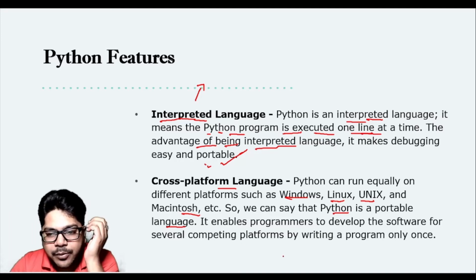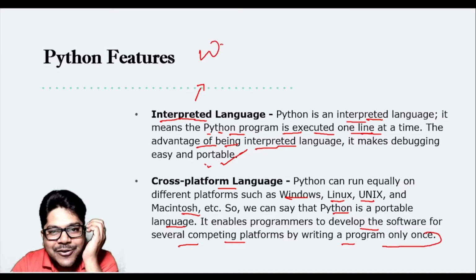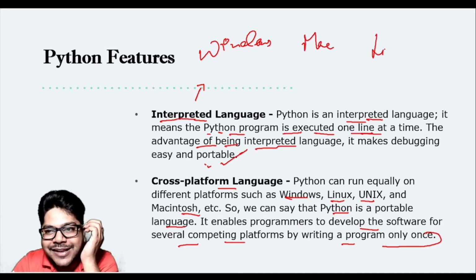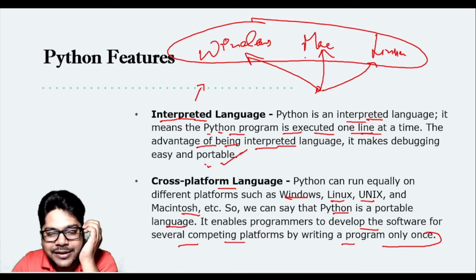So it enables programmers to develop software for several competing platforms by writing a program only once. You do not have to write it for Windows separately, for Mac separately, or for Linux separately. You write one program, and that will run on Windows, on Mac, and on Linux. Why? Because they all support Python.